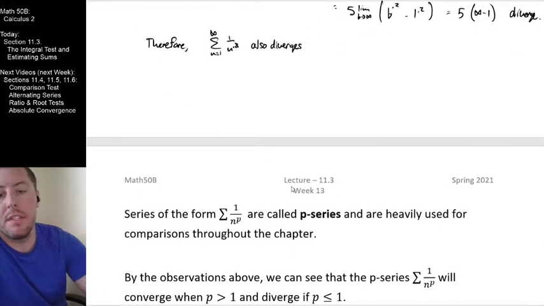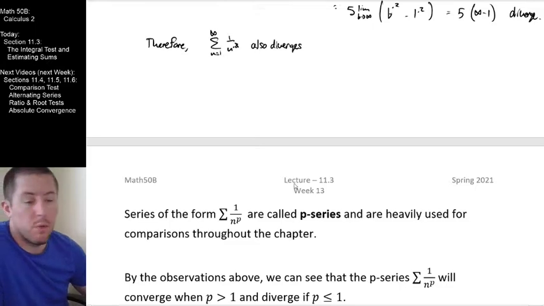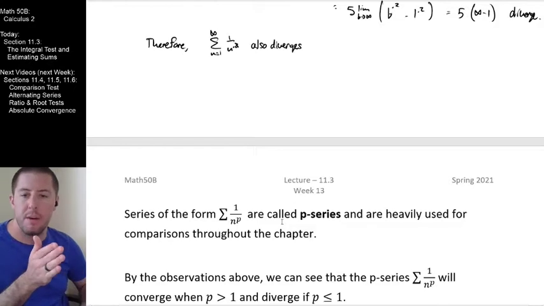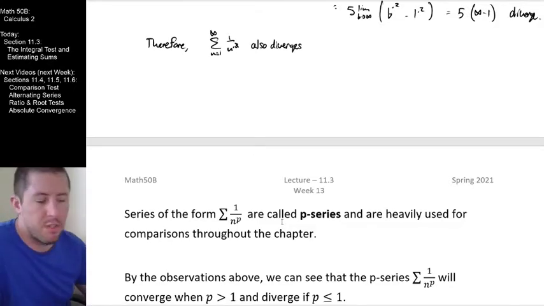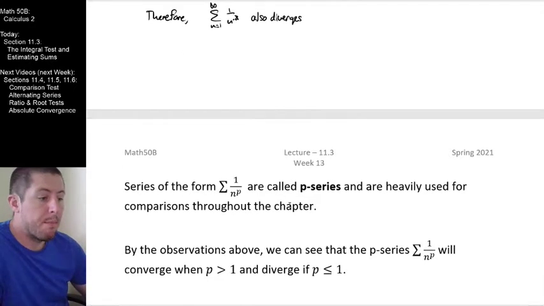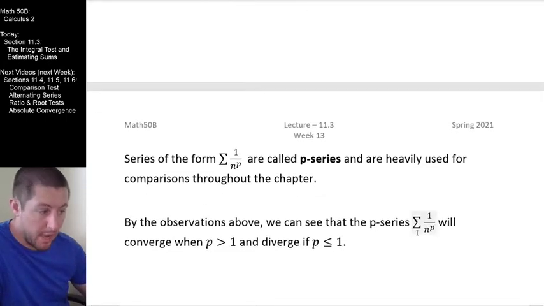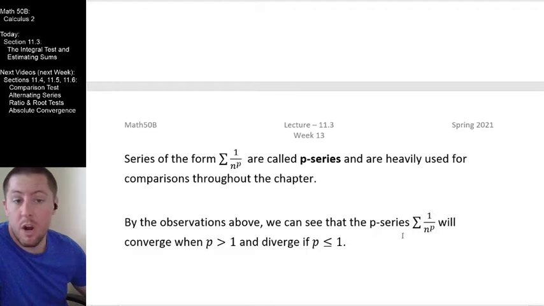Series of the form 1 over n to the p are referred to as p-series, and they're heavily used as comparisons throughout this chapter, throughout the usage with series in general. P-series are the thing that we know for sure about, and they're easy to make comparisons to, like a central location. By the observations that we've seen above, we saw exactly what we saw when we did this with integrals. The series 1 over n to the p will converge whenever p is greater than 1, and it will diverge whenever p is less than or equal to 1.